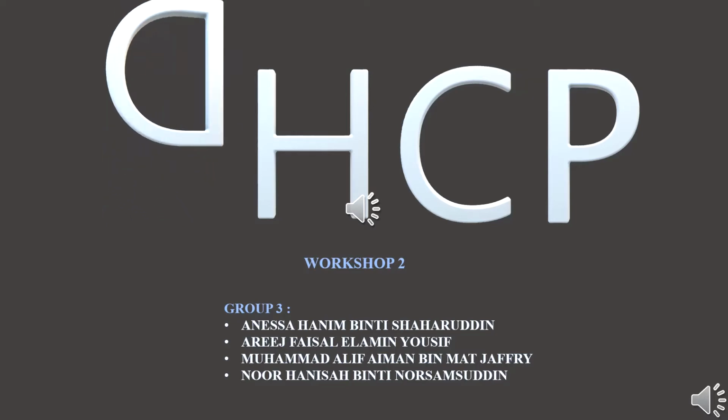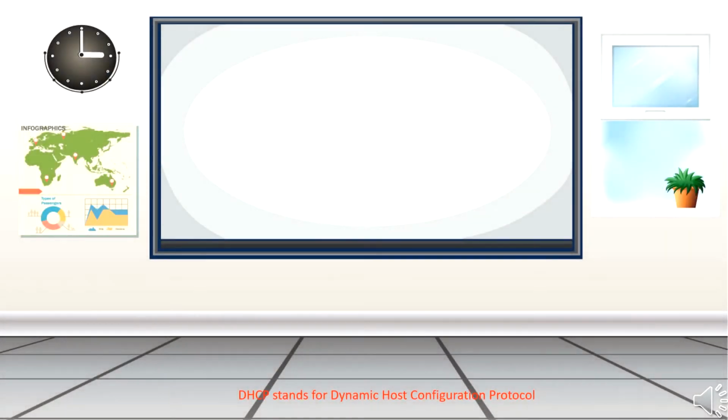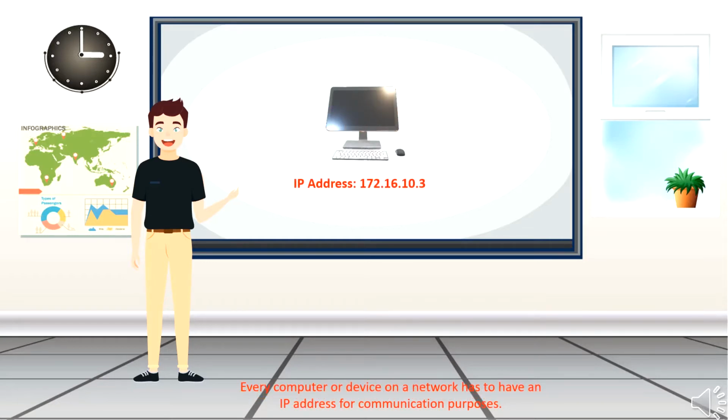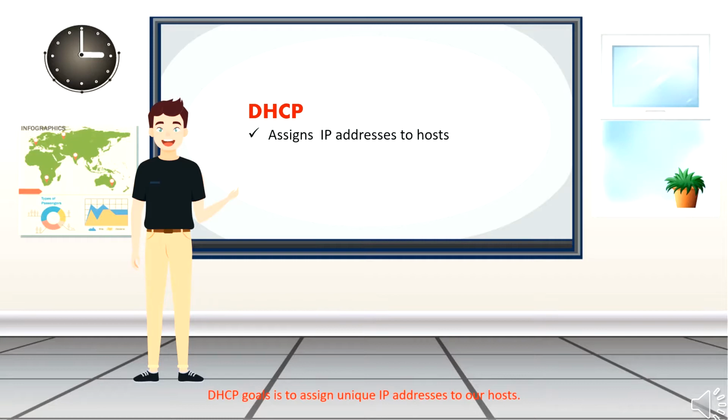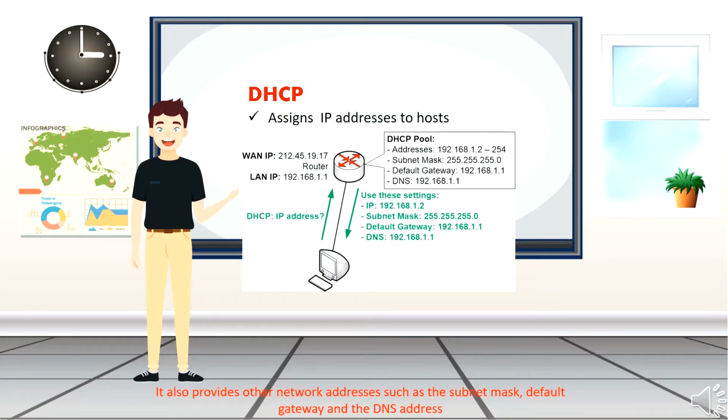In this video, I'll be explaining about DHCP. DHCP stands for Dynamic Host Configuration Protocol. Every computer or device on a network has to have an IP address for communication purposes. An IP address is an identifier for a computer or device on a network. DHCP's goal is to assign unique IP addresses to our hosts. It also provides other network addresses such as the subnet mask, default gateway, and the DNS address.